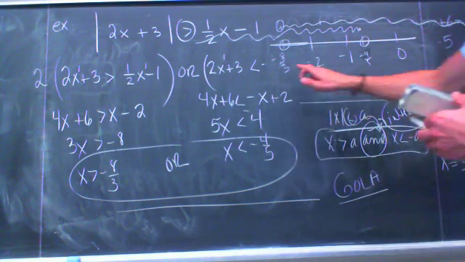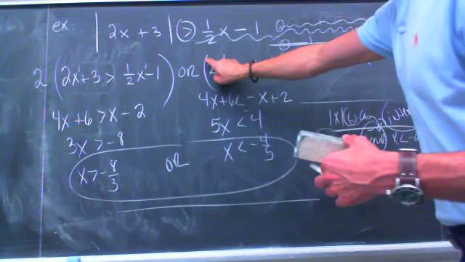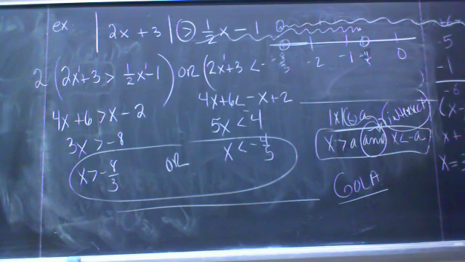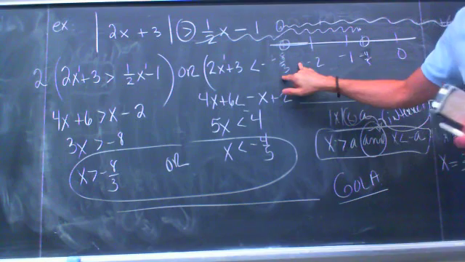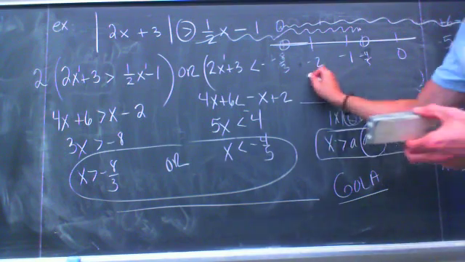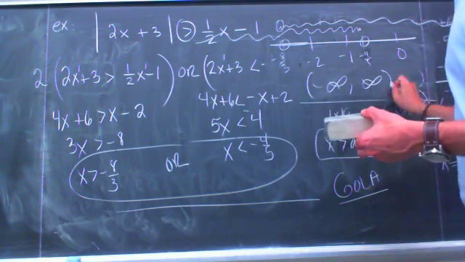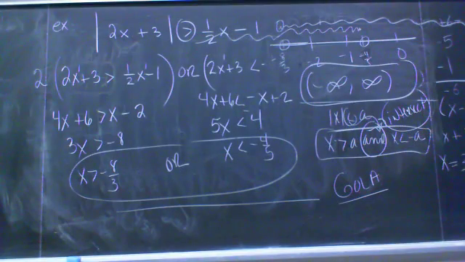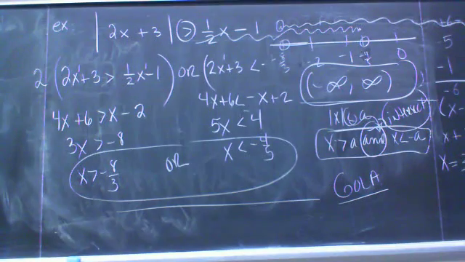Why just negative 8? Isn't negative 10 less than negative 4/5? Isn't positive 10 greater than negative 8/3? What's my answer then? Negative infinity to what? It's all reals. It's all real numbers. Let's take a look at this so you understand this.